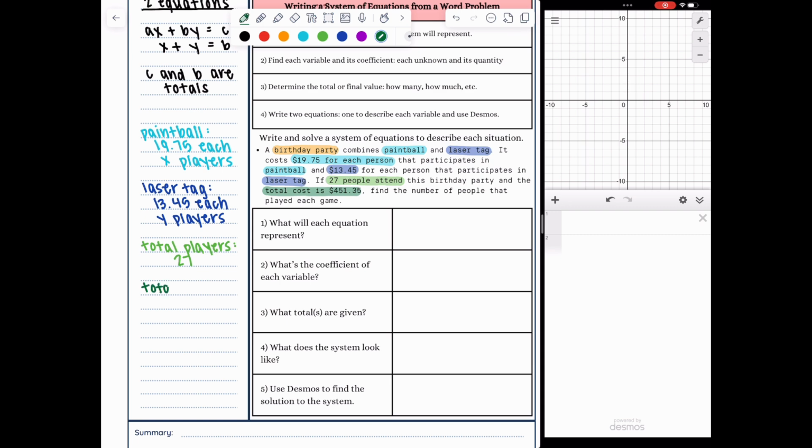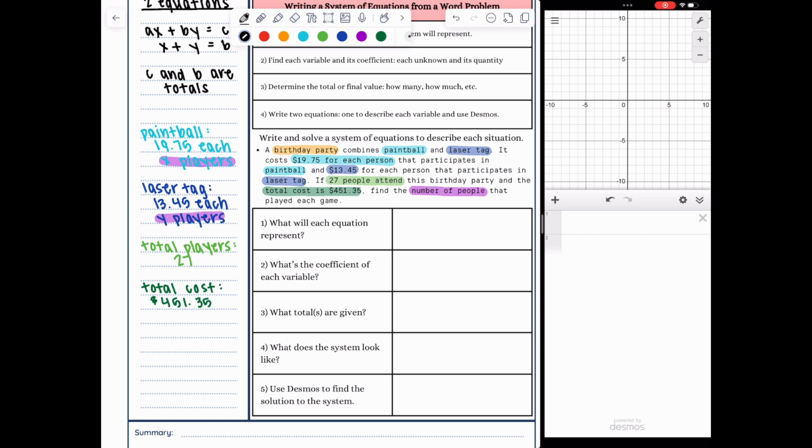If this entire outing costs $451.35, your goal is to figure out how many people of the 27 played paintball and how many played laser tag, because now you know that there were 27 people there, but you're not sure how many of them played each game. So what we have to do is write an equation, or a system of equations, that's going to help us figure out how many people played each game.